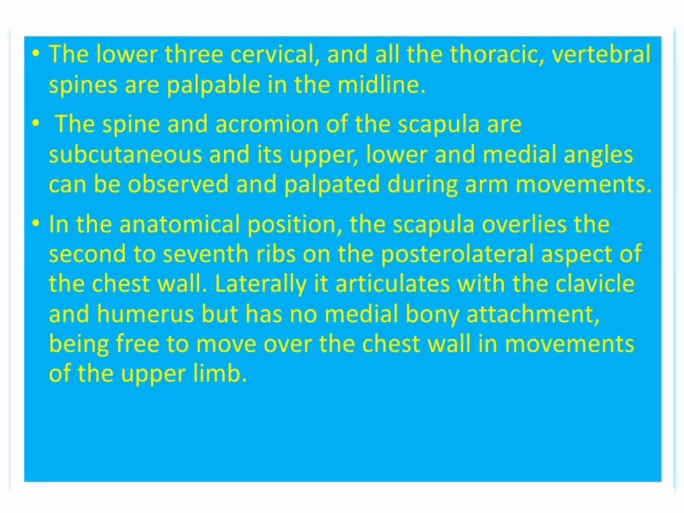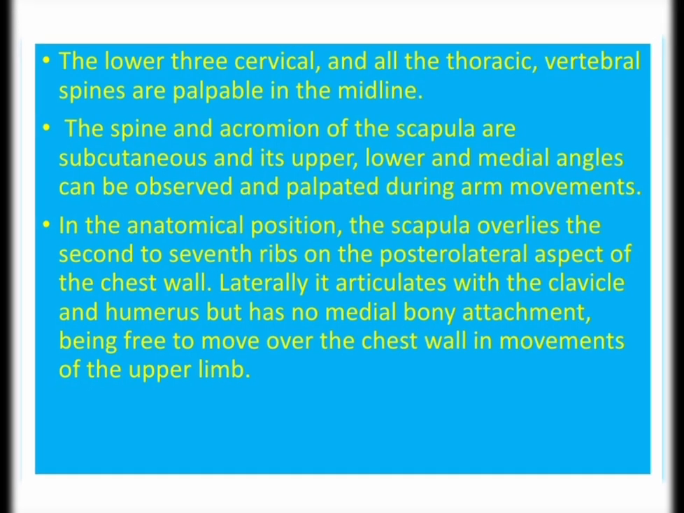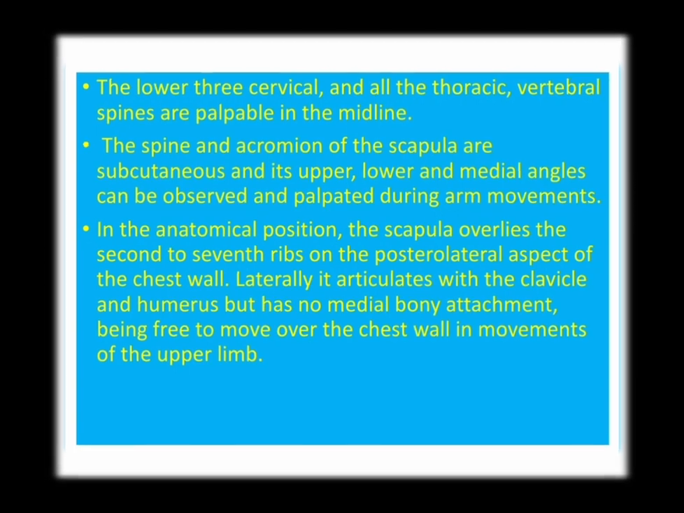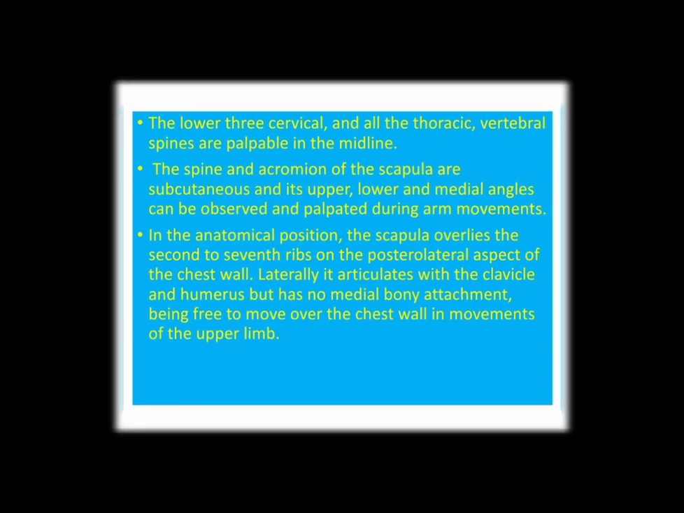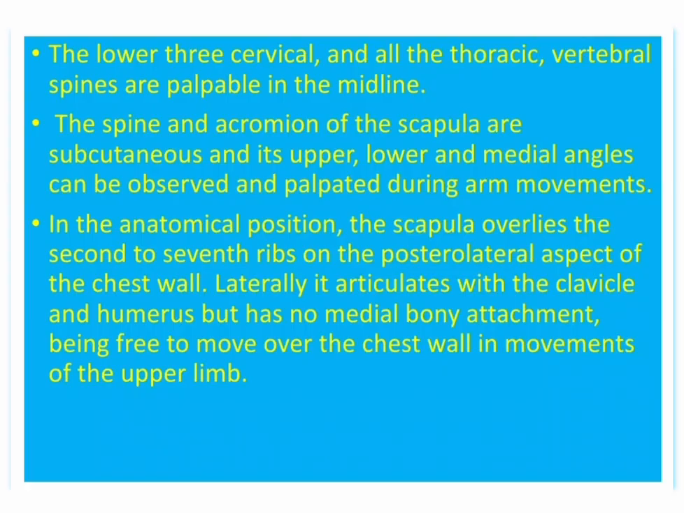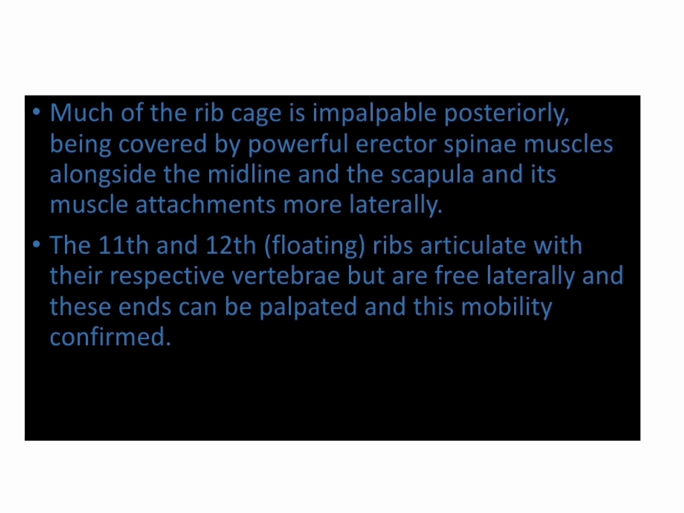The spine and acromion of the scapula are subcutaneous, and its upper, lower, and medial angles can be observed and palpated during arm movements. In the anatomical position, the scapula overlies the 2nd to 7th ribs on the posterolateral aspects of the chest wall. Laterally, it articulates with the clavicle and humerus, but has no medial bony attachment, being free to move over the chest wall in movements of the upper limb. Much of the rib cage is impalpable posteriorly, being covered by powerful erector spinae muscles along the midline and the scapula and its muscle attachments more laterally.